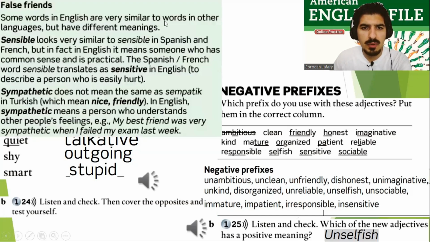Some words in English are very similar to words in other languages, but have different meanings. Sensible looks very familiar to sensible in Spanish and French, but in fact, in English, it means someone who has common sense and is practical. In Spanish or French, the word sensible translates as sensitive in English to describe a person who is easily hurt. Sympathetic does not mean the same as sempatik in Turkish, right? Which means nice, friendly. In English, sympathetic means a person who understands other people's feelings. For example, my best friend was very sympathetic when I failed my exam last week. But sempatik in Turkish has a different meaning. Why don't you check it in Google?